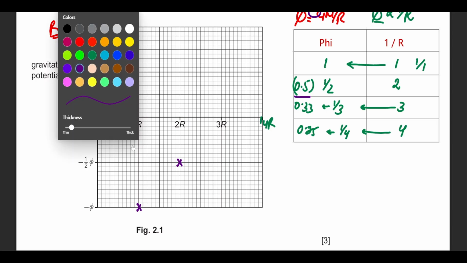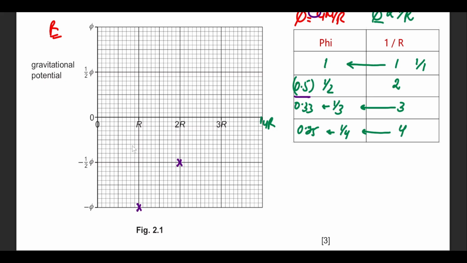So at this moment, 0.33, please count this properly. This will be 6.6 boxes, so this will be somewhere around here. And 0.25 is 5 boxes, will be somewhere around here. And then you draw a smooth line through all these points. You might be better at this, so let's keep practicing. Okay. Now, let's move on to the next question.